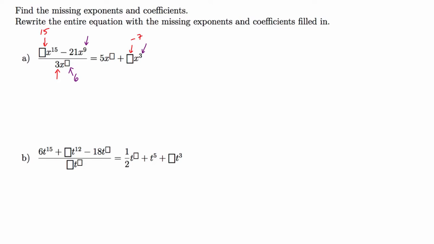Now looking back at the first term, we had an x to the 15th. When we divide that x to the 15th by the x to the 6th, we will obtain x to the 9th. So it looks like we've filled in all the missing exponents and coefficients.